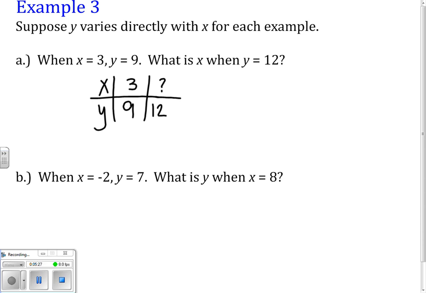So all you need to do is cross multiply. 3 times 12 is 36. And divide by 9. The answer is 4. 36 divided by 9 is 4.